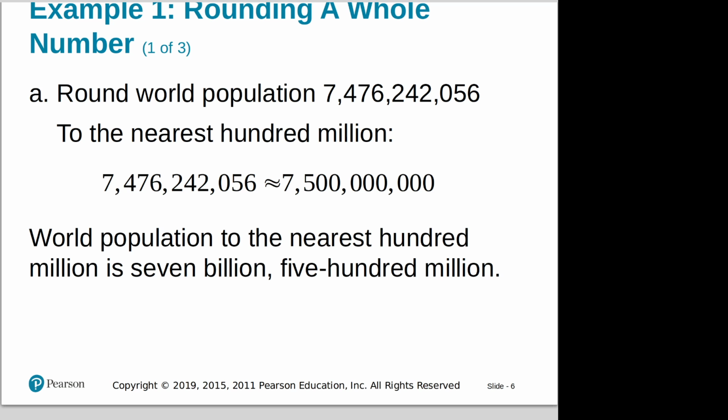And here's an example of the world population, and they round it to the nearest 100 million. So the digit that we're looking at in the 100 million place is the 4. We look to the right, it's a 7. So we increase this to 5. And we replace everything else with zeros. And we get 7.5 billion instead of 7,476,242,056.